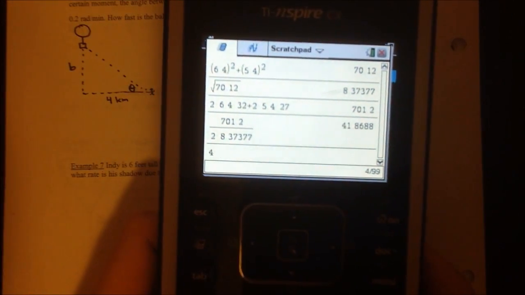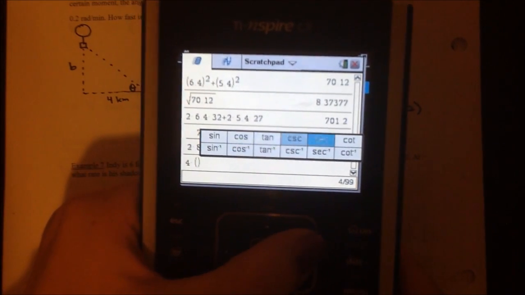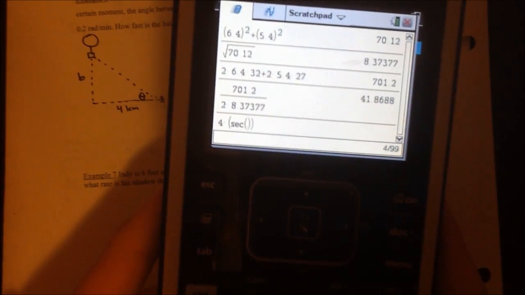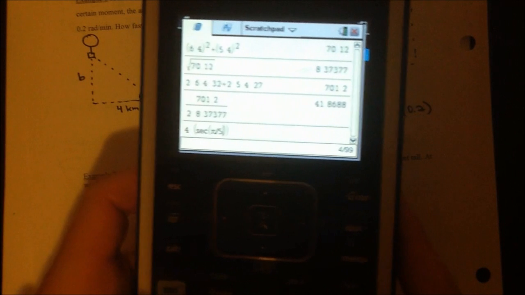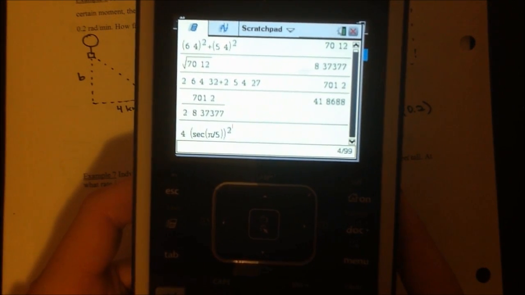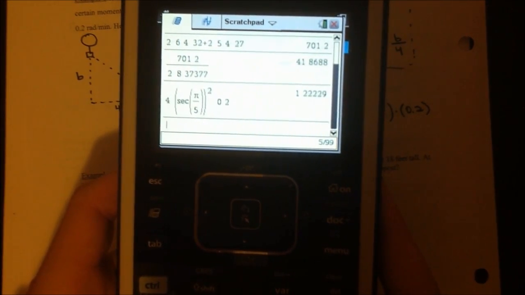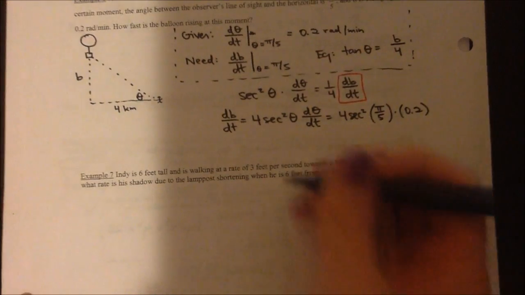So 4 times, now remember secant squared really means you're taking the secant quantity, now plug in pi over 5, quantity squared. That's what it means to do a trig squared value. And then times the 0.2. Okay, so about 1.222.